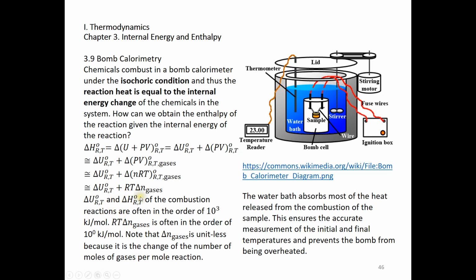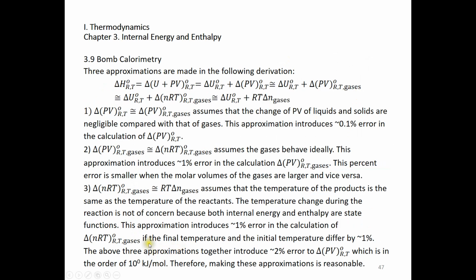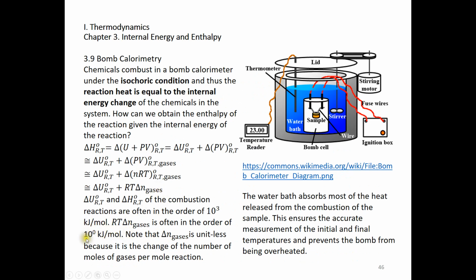So delta U and delta H of the combustion reactions differ. They differ by approximately RT times the change of moles of gases. And because delta U and delta H of a combustion reaction is on the order of 10 to the power 3 kilojoule per mole, and this term is on the order of only 10 to the power 0 kilojoule per mole, that's why it's okay to make so many approximations, because if we have, for example, a 5% error for this delta PV term, it's not going to affect the delta U or delta H of this reaction significantly.